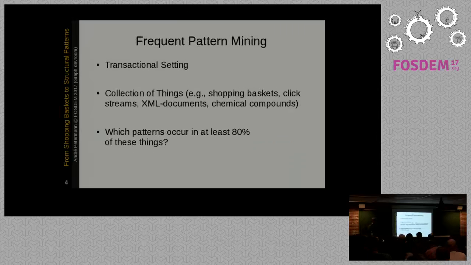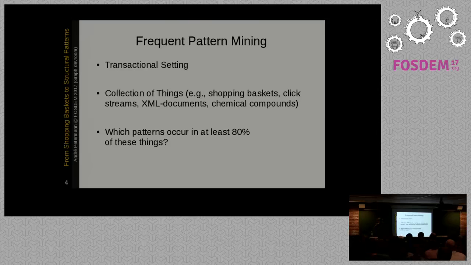So the general class of data mining problems is called frequent pattern mining. And we are talking about the transactional setting, which means we have a collection of things, for example, shopping baskets, click streams, XML documents, chemical compounds, whatever. It just depends on the data structure, but we have a collection of data sets which might have different structures. And in frequent pattern mining, we're interested in the patterns that, for example, occur in 80% of these things.